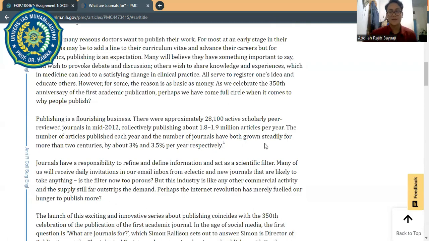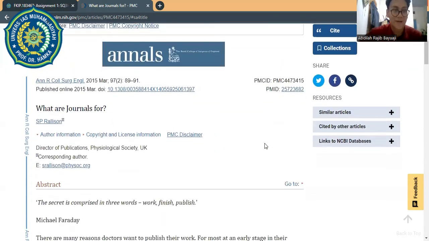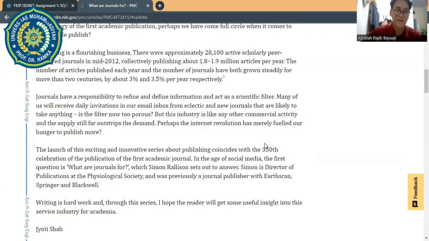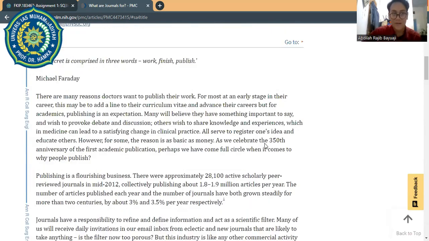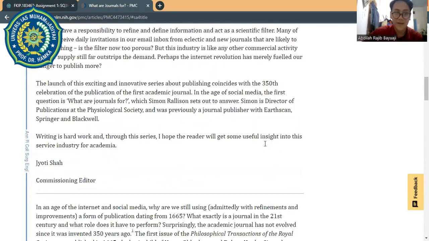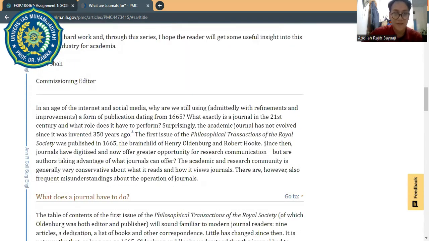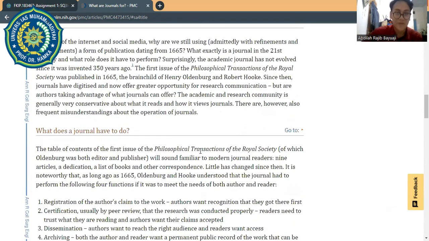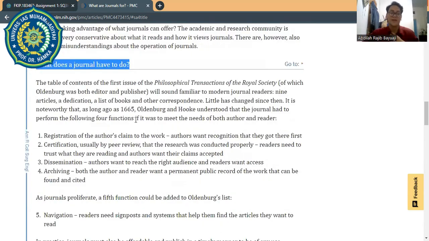Okay. Now that I've written down my points, the next is question. A question is where you find a heading that is interesting, and you're going to make questions out of it. Okay. My heading will be this: what does a journal have to do? And I'm going to make 3 to 4 questions about this heading.